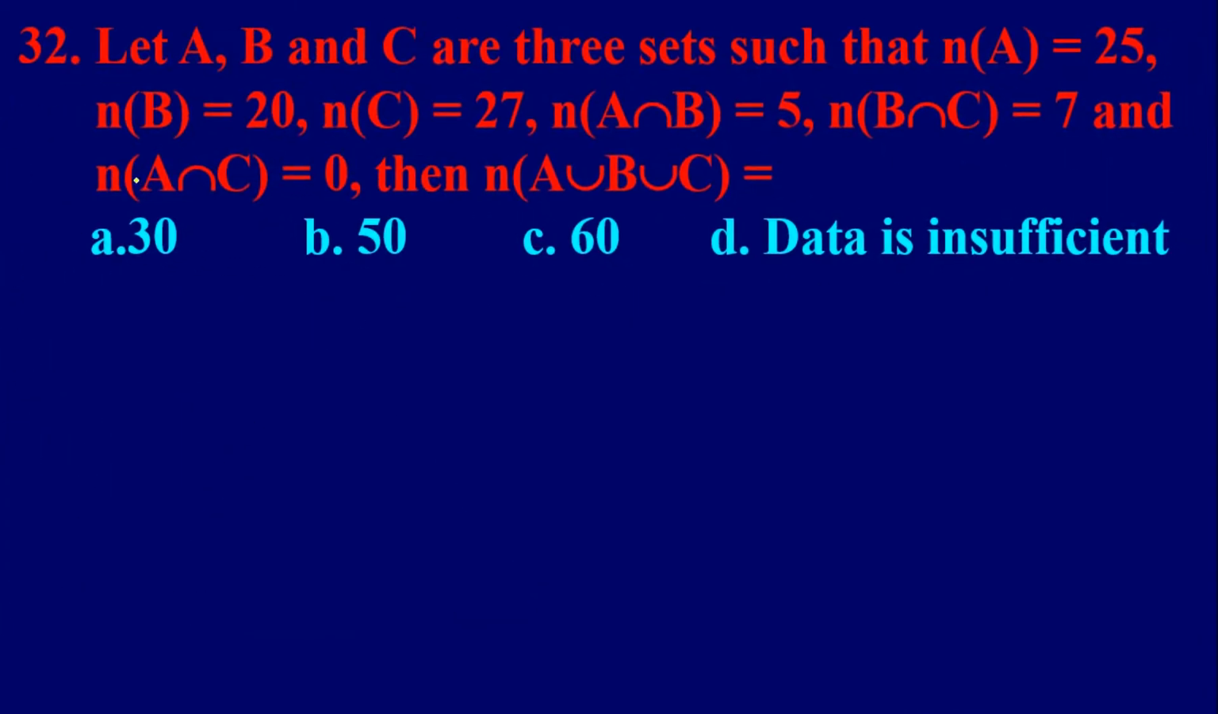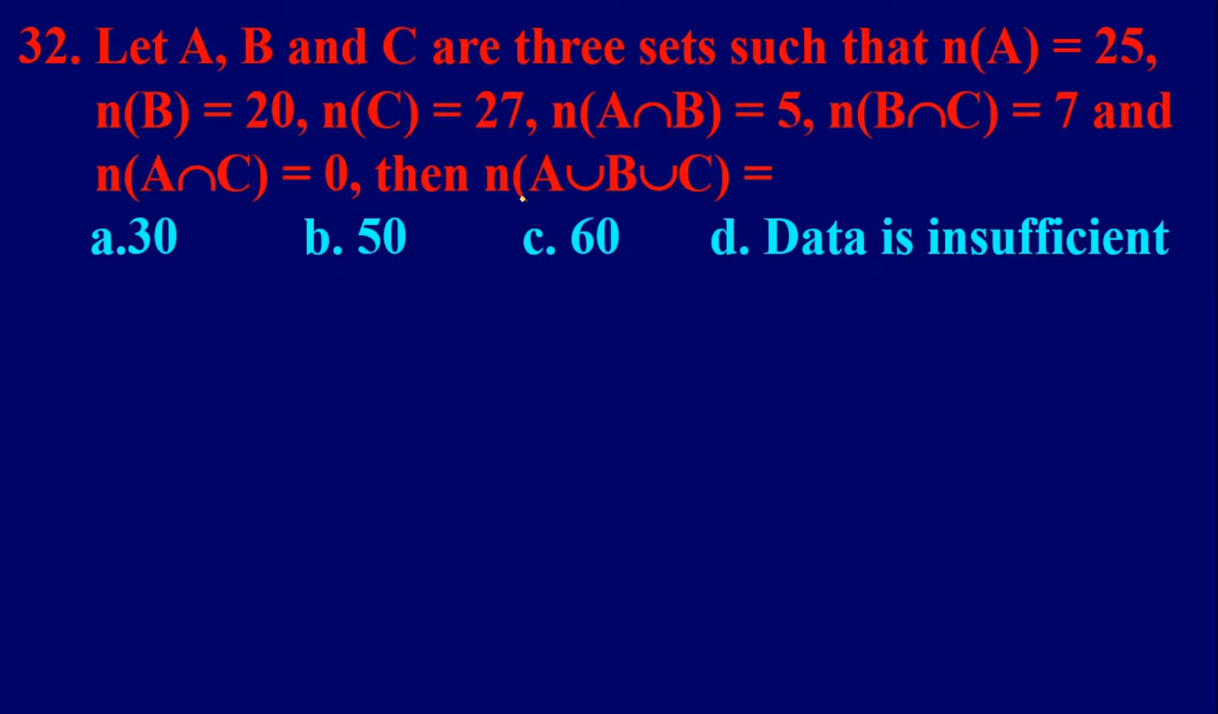So next question, question number 32. Let A, B and C be three sets such that n of A is 25, n of B is 20 and n of C is 27. n of A intersection B is 5, n of B intersection C is 7 and n of A intersection C is 0. So then what is n of A union B union C? So here three sets are given, A, B, C, and some data are given.